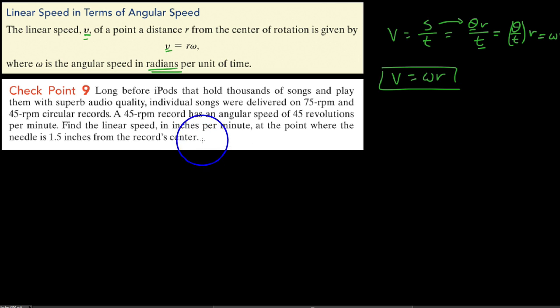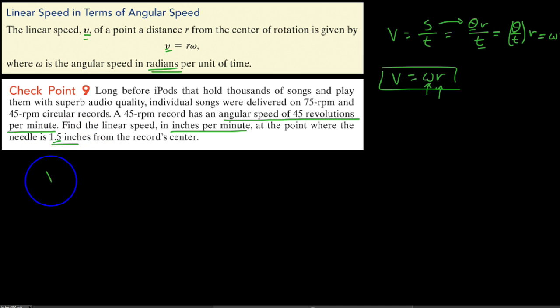So let's go ahead and do this. Let's read through this and talk about how we could use what we know to determine what our linear speed would be. It says, long before iPods that hold thousands of songs and play them with superb audio quality, individual songs were delivered on 75 RPM and 45 RPM circular records. A 45 RPM record has an angular speed of 45 revolutions per minute. So we have our angular speed in RPM. Find the linear speed in inches per minute. Okay, so we want to convert this to inches per minute at the point where the needle is 1.5 inches away from the record's center.